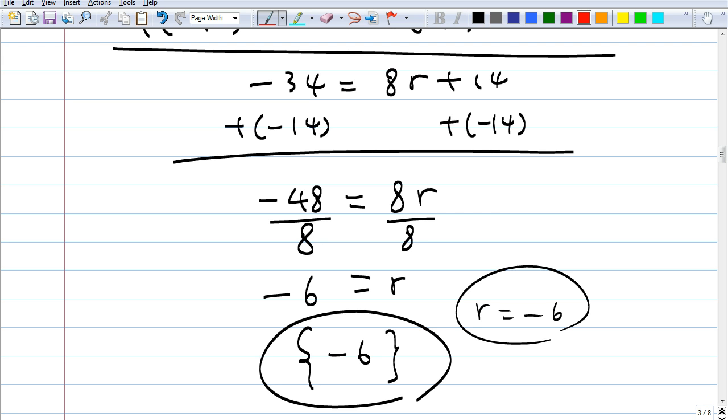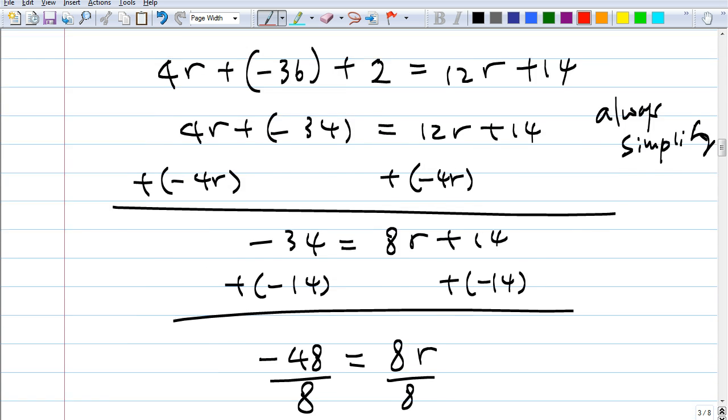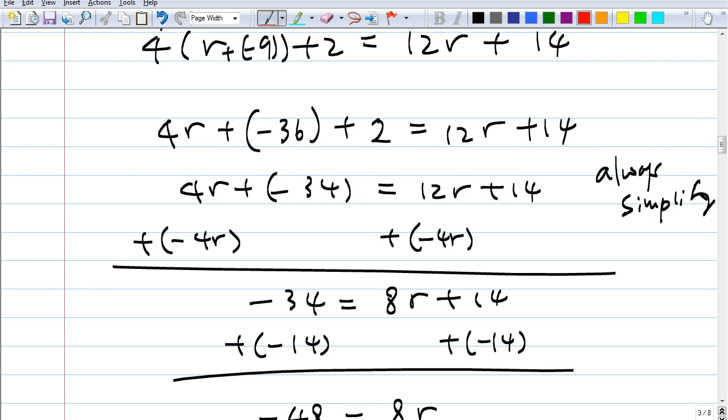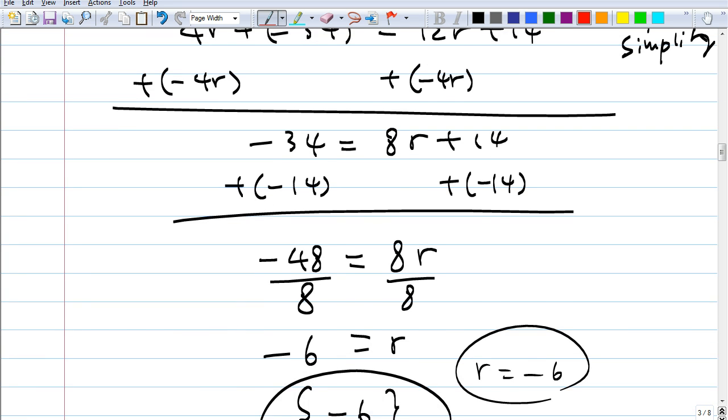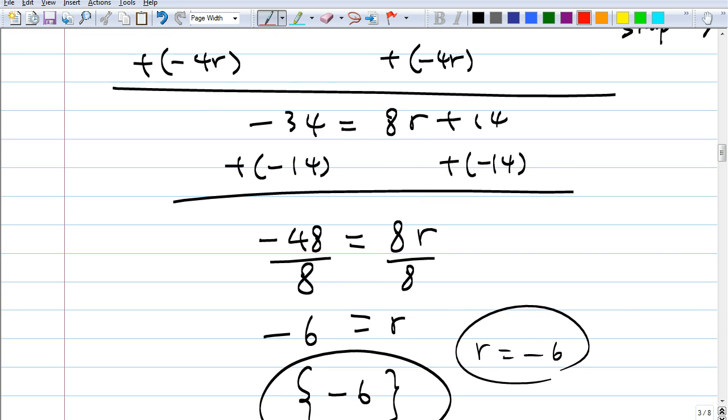All right, question? If we cancel out the variables, we can simplify. What do you mean? Like, that 4r and negative 4r, if there's no variable. Oh, okay, good question. Actually, just hold on to that thought. Let me go into the next equation because the next question is going to address that.